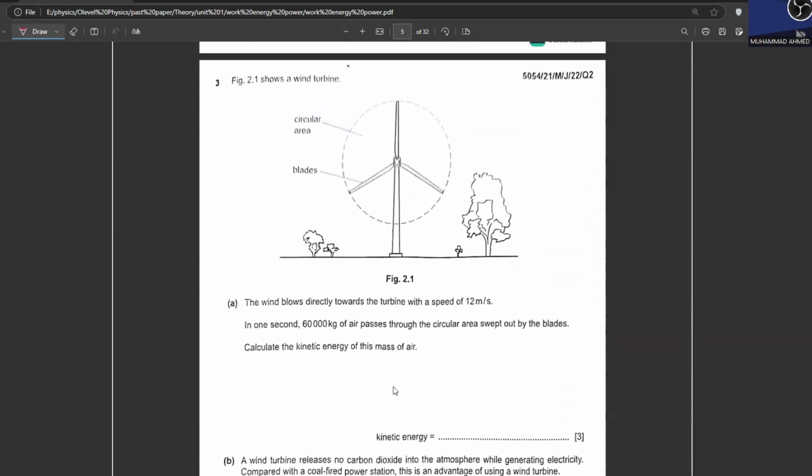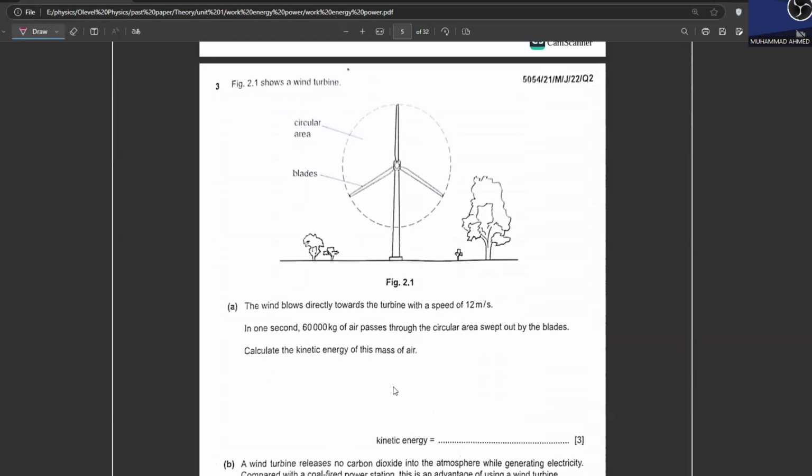Let's move on to question number 3. Figure 2.1 shows a wind turbine. The wind blows directly towards the turbine with a given speed. In 1 second, there is a given mass of air passing through the circular area. Calculate the kinetic energy of the mass of air. 1 upon 2 into mass, that is 60,000, into the velocity, that is 12, squared. This comes out to be what? 60,000 into 12 squared, divided by 2. This gives you a value of 4.32 into 10 raised to the power of 6 joules of kinetic energy passing through these blades.